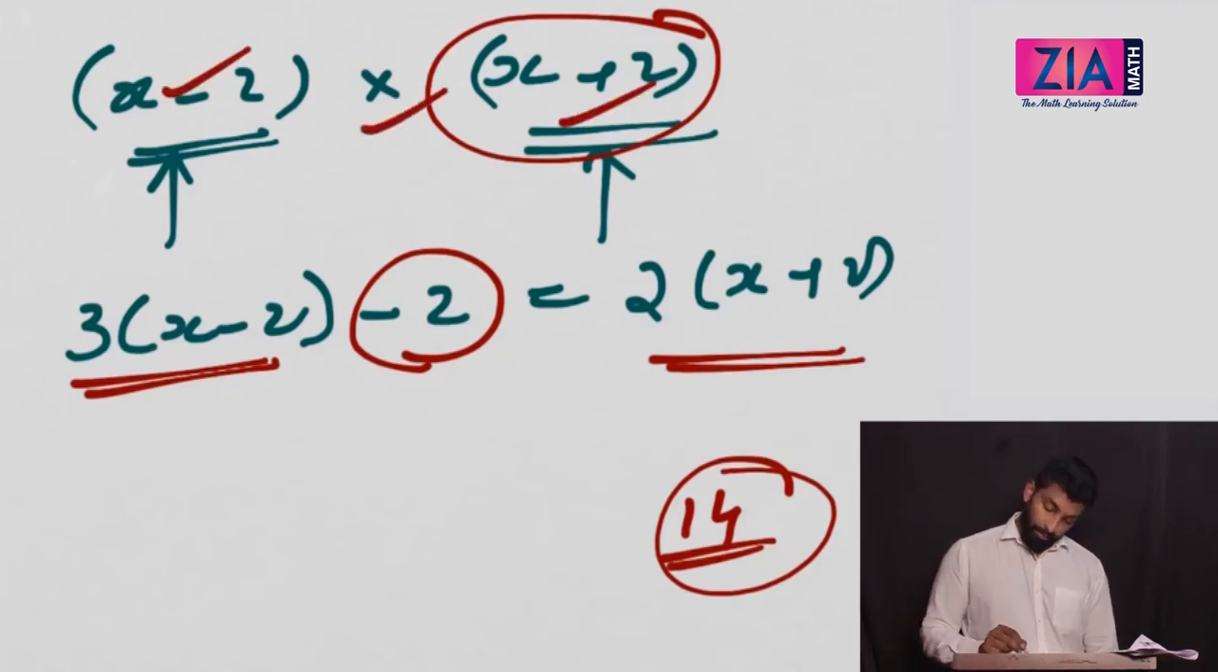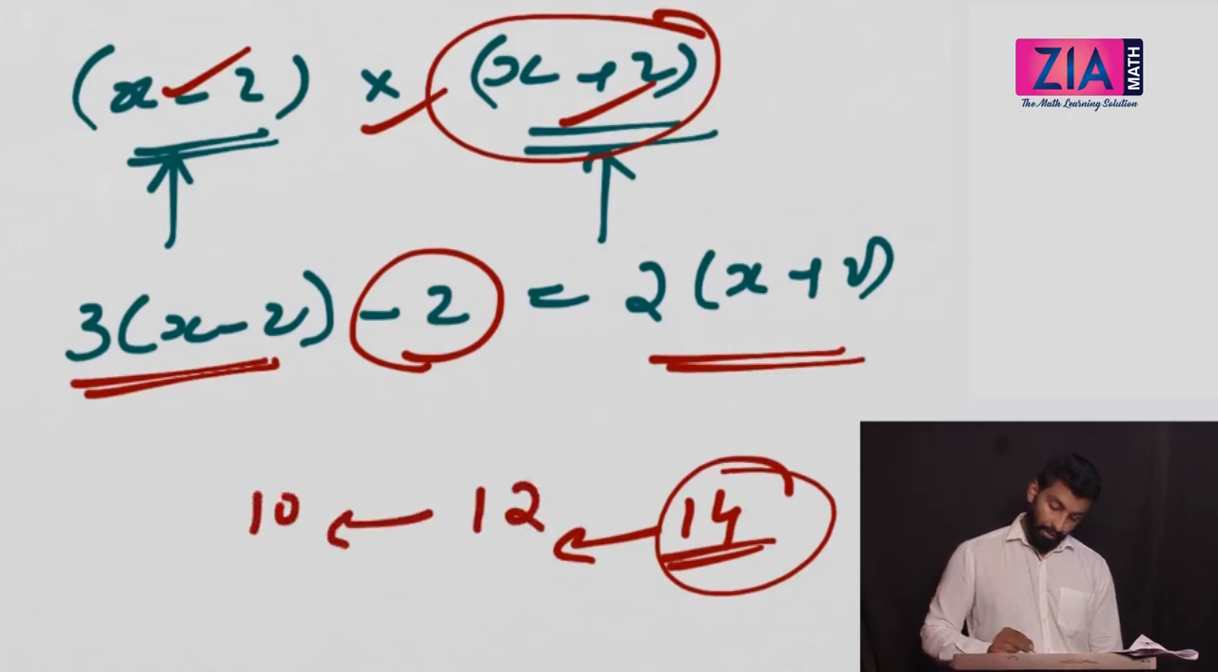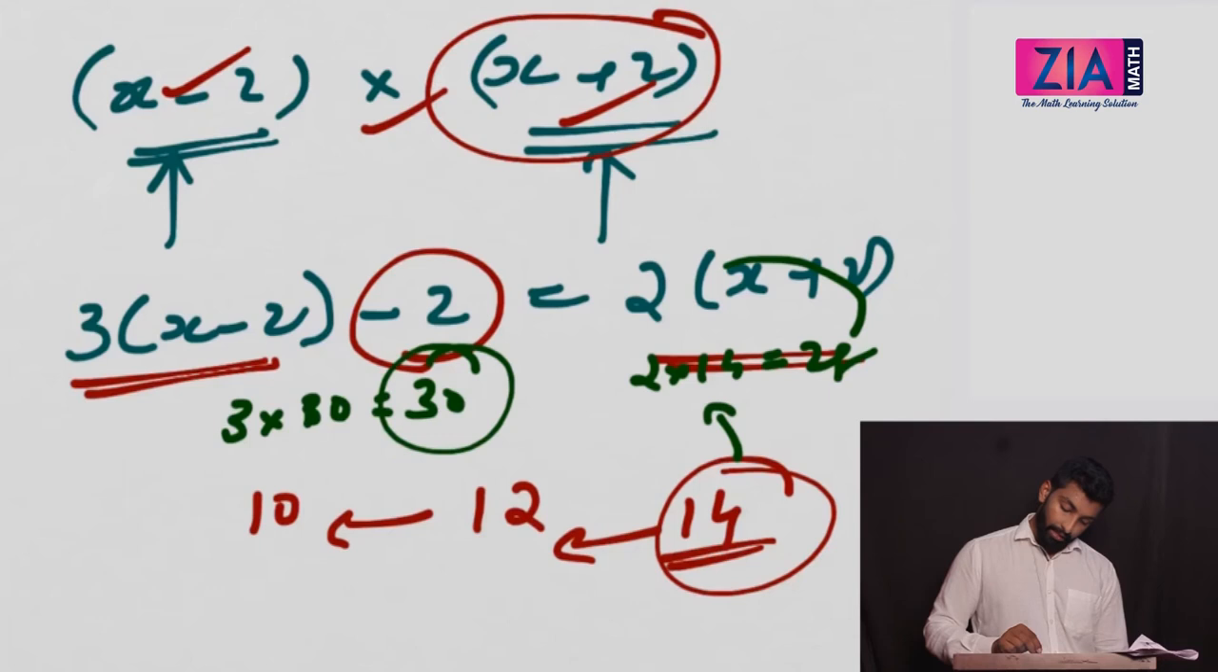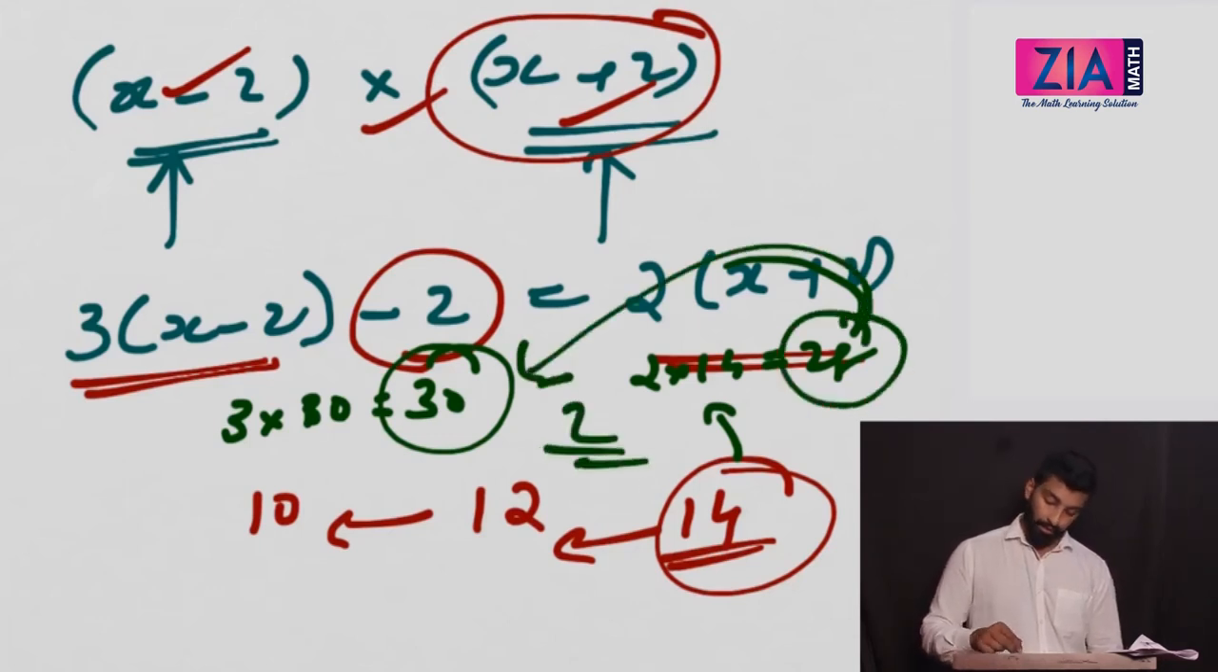Now what does this mean? 14 is the third number, 12 was the second number, 10 was the first number. Now if you want, you can check also. 3 times 10, that is 30. 2 times 14, that is 28. What is the condition given? 3 times the first number exceeds 2 times the third number by 2, right? So 2 is the difference, the condition is satisfied.